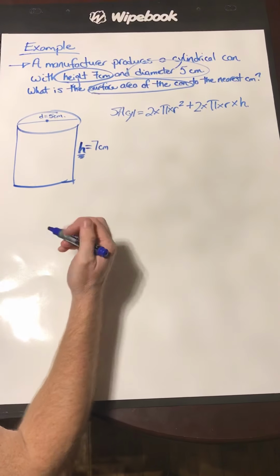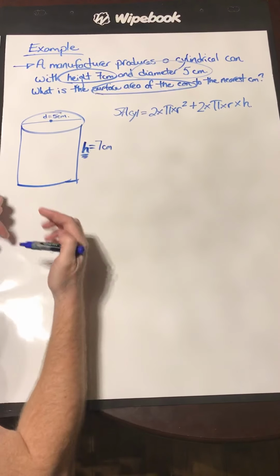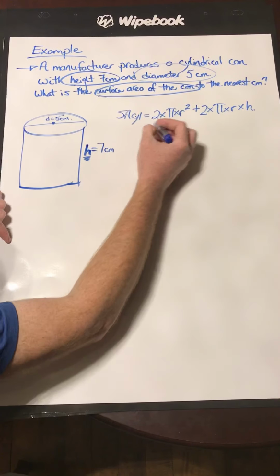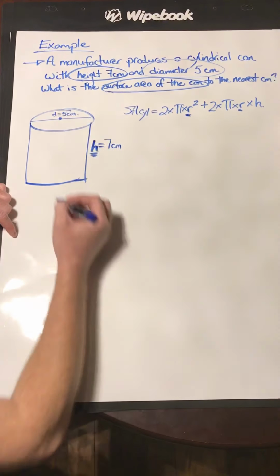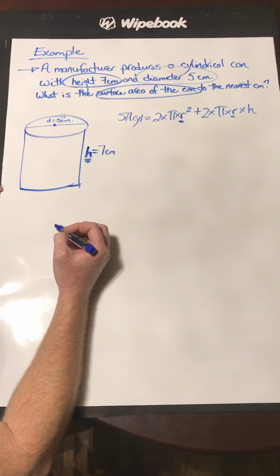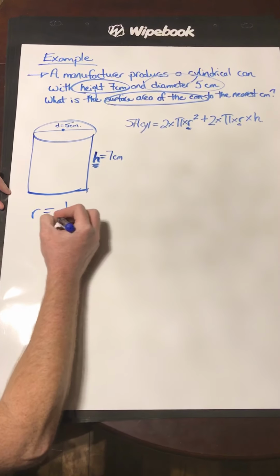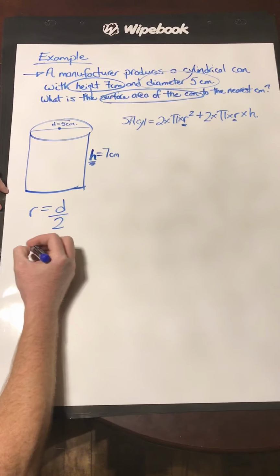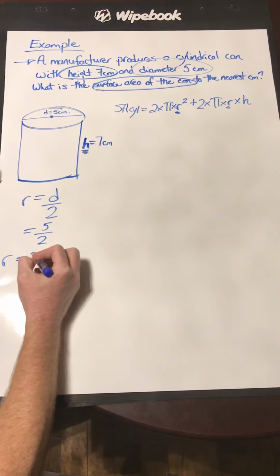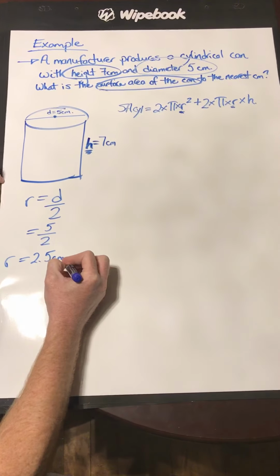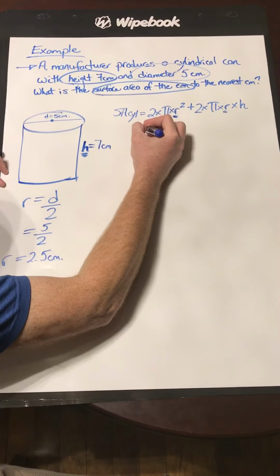And now what do I want to do? Remember, math referee always does some substitutions or replacing here. So I look at my formula and, oh, I got an r here and an r here. I don't have an r in my diagram, so I got to figure out the radius. So how do I do that? Well, I can use my diameter. So radius is equal to diameter divided by 2, which is 5 centimeters divided by 2, which is r is equal to 2.5 centimeters.